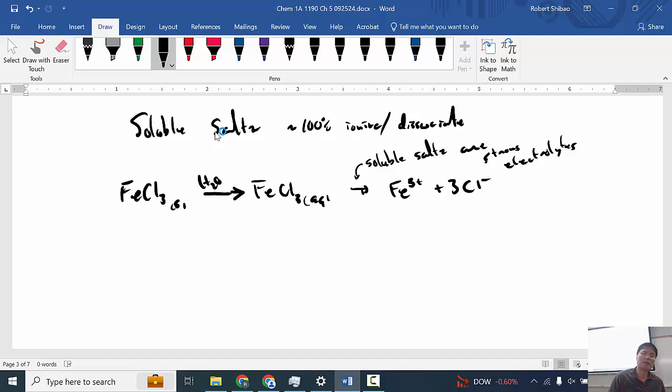What about insoluble salts? Yeah, they're not very soluble in water. Let me change the volume. I just realized. So, give me an example of an insoluble salt.